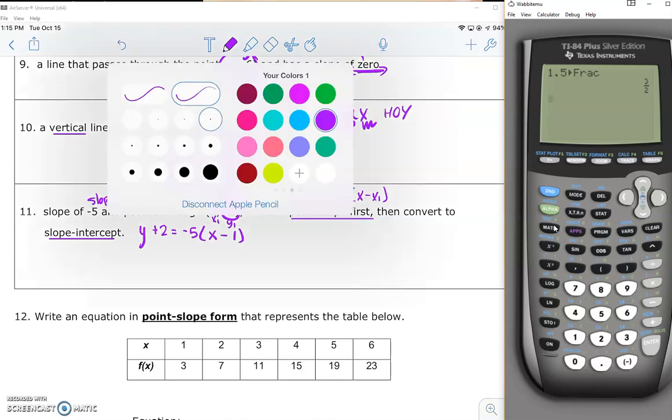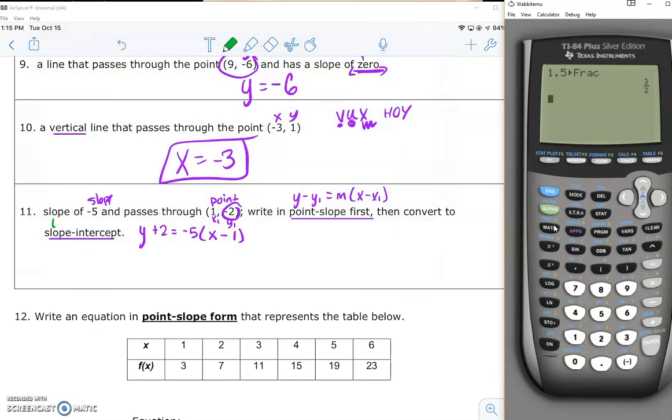To convert this to slope intercept, which is y equals mx plus b, I know first with parentheses I need to distribute, so y plus 2 is equal to negative 5x. Negative 5 times negative 1 is positive 5. And I need the y to be by itself, so to move the 2 to the other side, I'm going to subtract. 2 minus 2 is 0. And I line it up with its like terms. y equals negative 5x, 5 minus 2 is positive 3.